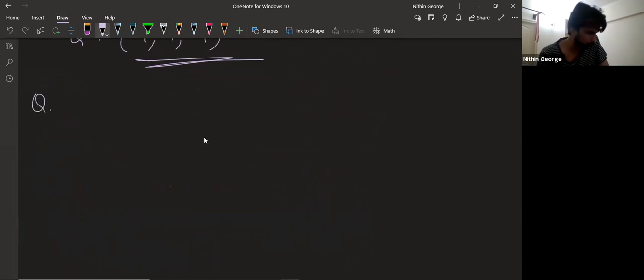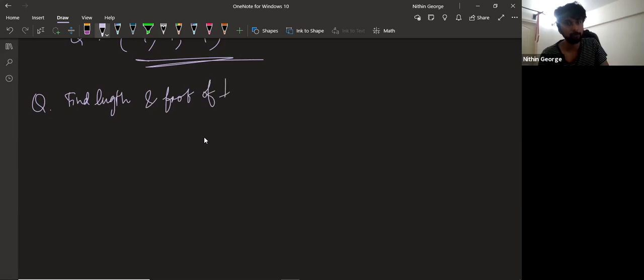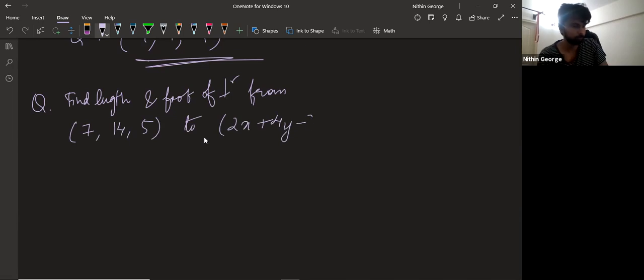We'll do one more. This time, find the length and foot of perpendicular from 7, 14, 5 to the plane 2x plus 4y minus z equal to 2. One second, I'll just put a timer on to see your improvement. And time starts now.